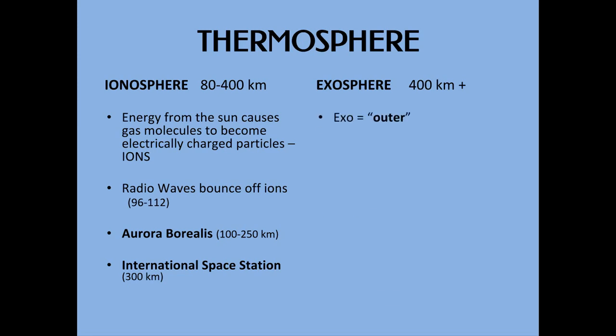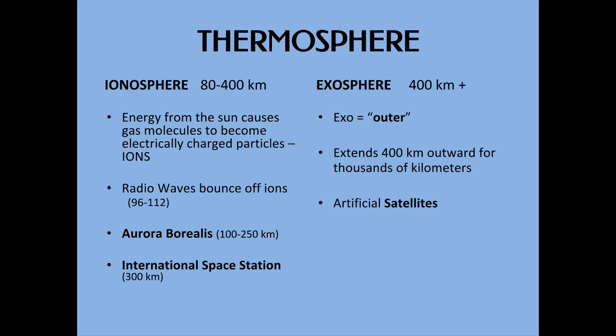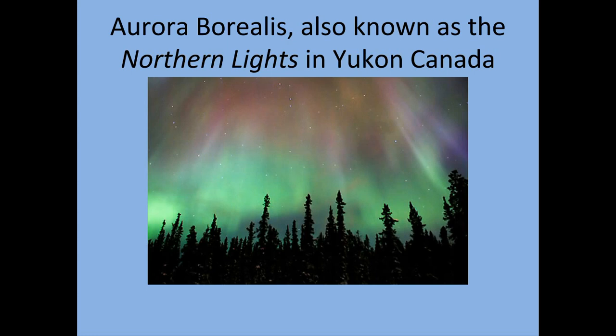Exo means outer, and the exosphere goes for 400 kilometers outward into space. The exosphere is where you might find artificial satellites for making phone calls, or your direct TV network, or also unmanned spacecraft. Here's a picture of what the aurora borealis, also known as the northern lights, looks like in Yukon.